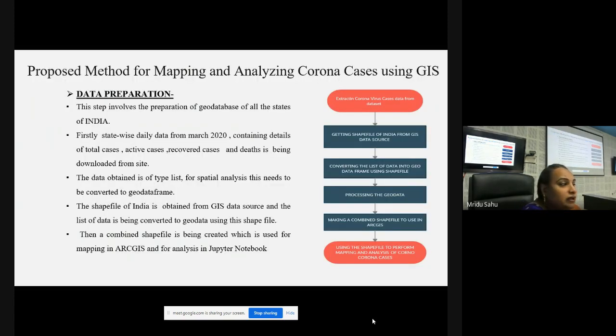So if you want to present your data, these steps involve the preparation of a geodatabase. We have taken the geodatabase of all states of India. First is extracting coronavirus cases from the India dataset. You can take other domain objectives, but the path is somehow the same, because we want to apply data science models over here. So this step involves the preparation of the geodatabase of all states of India. Firstly, state-wise daily data from 2022.